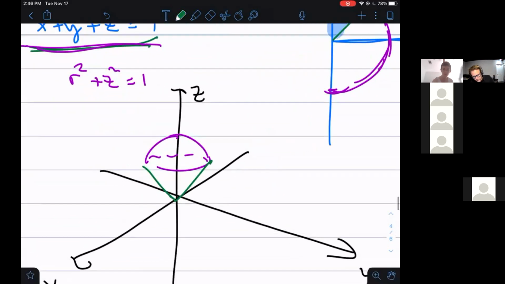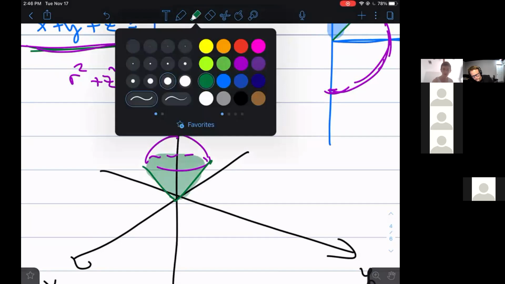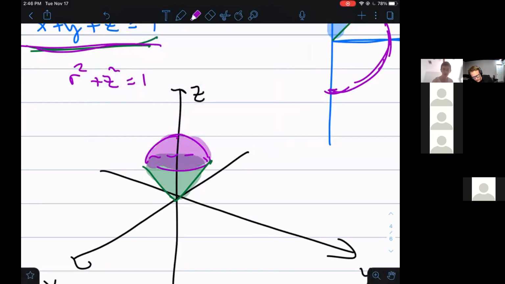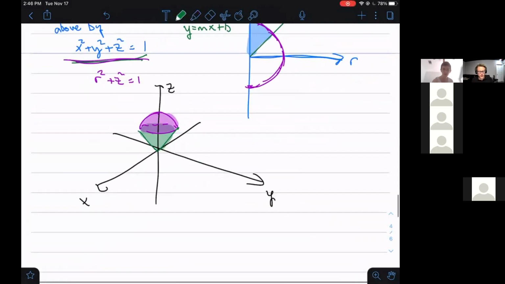So again, here's the surface z equals r, or part of the cone down here. And here's the part of the sphere up here. And so this is a way to draw three-dimensional pictures in polar and in cylindrical and spherical that are independent of theta. So that's the hint, or that's the tip that I like for some of these.